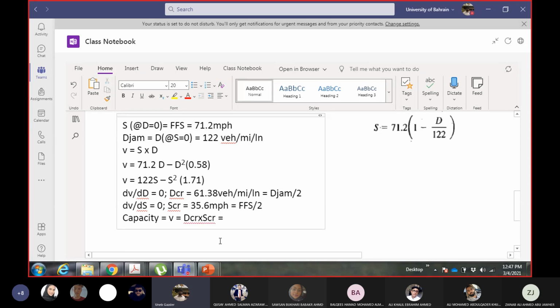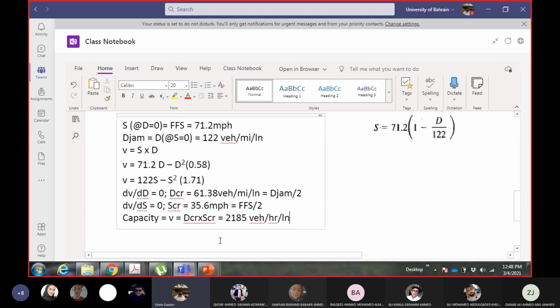How much is the capacity here? 2185 vehicles per hour per lane. So in the previous case we found around 1700 or 1800 capacity. In this case we are finding around 2185 vehicles per hour per lane. So it has increased, right? Why has it increased? Because it has a better free flow speed.